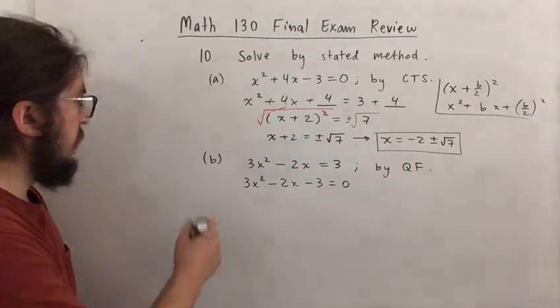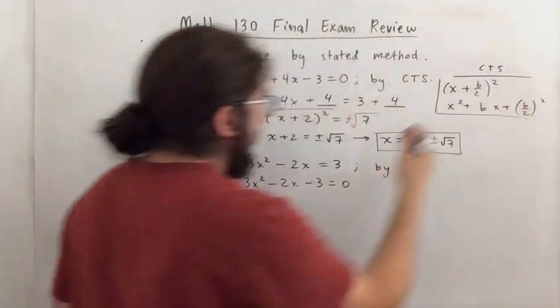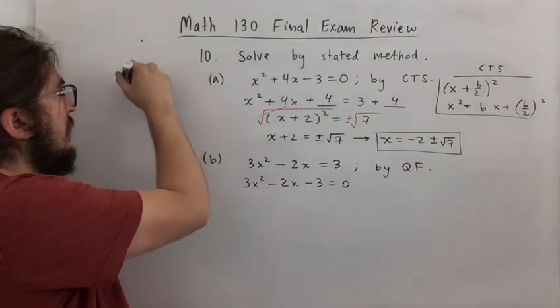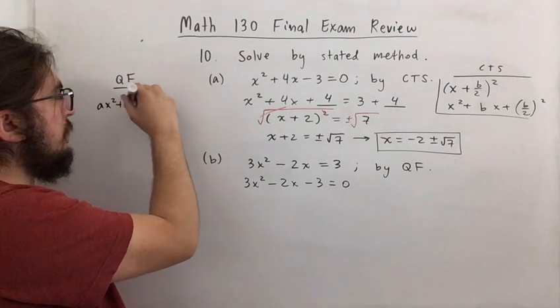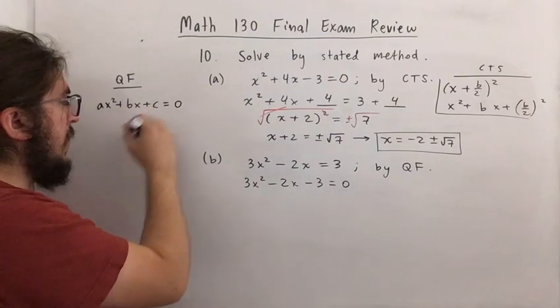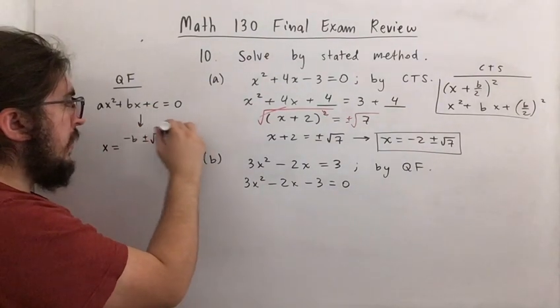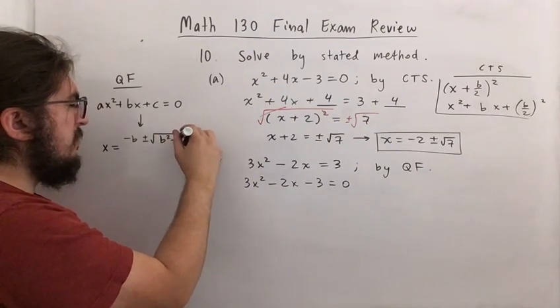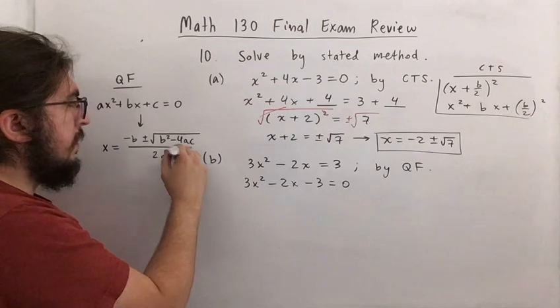So quadratic formula, so this is what I had to say for completing the square. What I have to say for quadratic formula is that if you have the equation ax squared plus bx plus c, so a general quadratic, you can actually solve for x using this formula: negative b plus or minus the square root of b squared minus 4 times a times c, all divided by 2a.